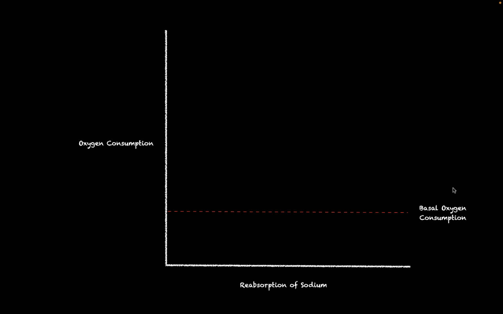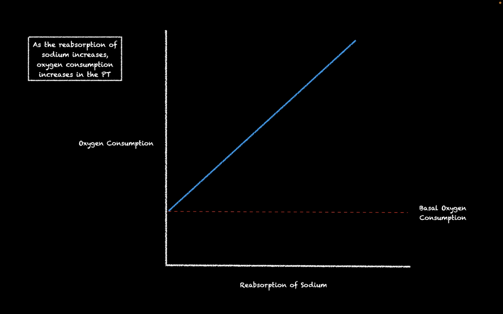So what happens to the oxygen consumption as we reabsorb sodium? Well, what we see is a linear relationship. As we reabsorb more and more sodium, the oxygen consumption climbs. And the reason why is because we have a lot of mitochondria in these epithelial cells. These mitochondria consume oxygen to produce ATP, and this ATP then fuels the sodium-potassium pump, which is the main driver of all the transcellular mechanisms we talked about today.